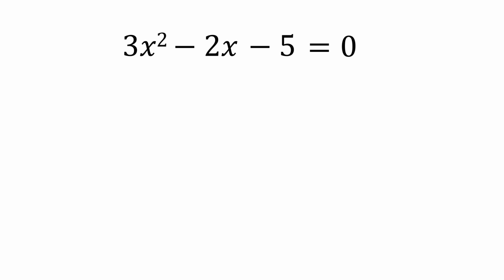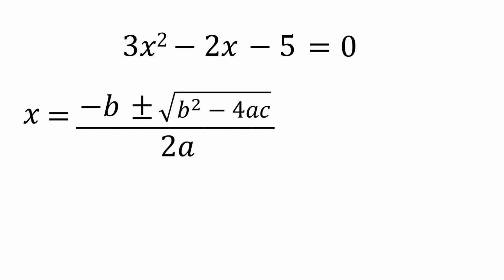So it is x equals negative b plus minus square root of b squared minus 4ac all over 2a. So what are those a, b, and c in our quadratic equation?